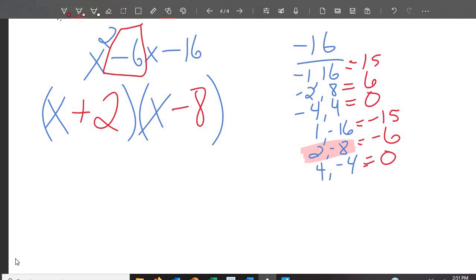Let me just tell you this. Whatever sign is in the middle goes with the bigger number. I know it's going to be positive and negative because of the minus sign at the end, and the sign in the middle tells me which number will have that sign. So that's kind of a little shortcut. Once you do this enough, it'll get a little easier.